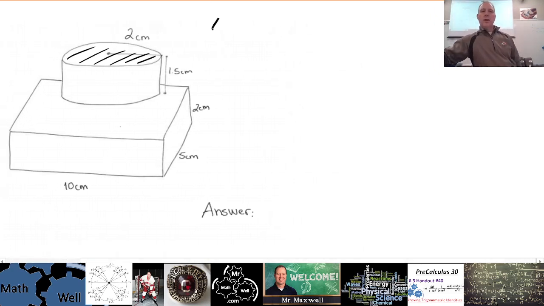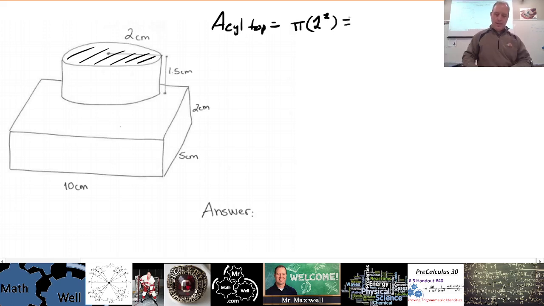So the area of the top part of the cylinder top, let's say, is pi times r squared, the area of the circle, and r is 2. So pi times 2 squared, which is 4 pi. And on your calculator, you can use your pi button there. 12.57 centimeters squared. Okay, you've got that one taken care of.